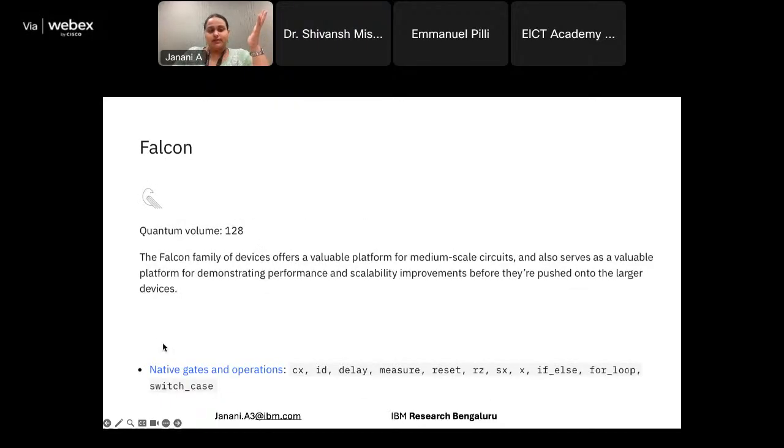Now, for any processor, the native gates and operations are extremely important to look at, because most often these are the quantities which will change across different devices. So in Falcon, you have CX, which is the CNOT gate. You have identity, delay, measure, reset, RZ, SX, which is the square root of X, and X. You also have if-else, for loop, and switch case. These last three are more like dynamic circuit capabilities, but they were supported in some basic version of the Falcon with some very basic features.